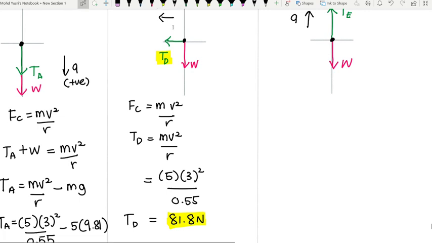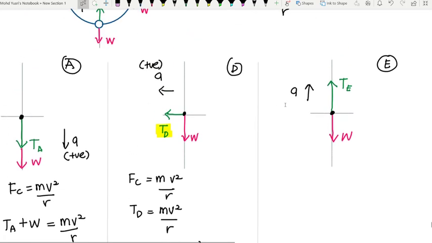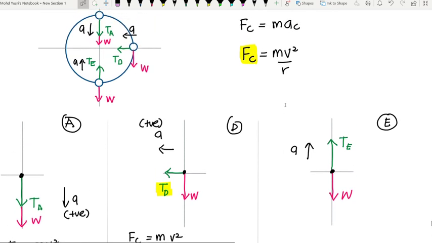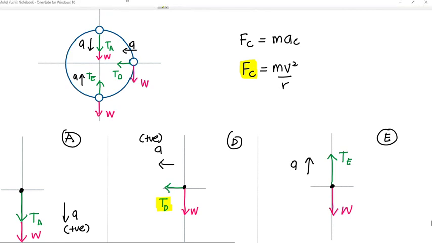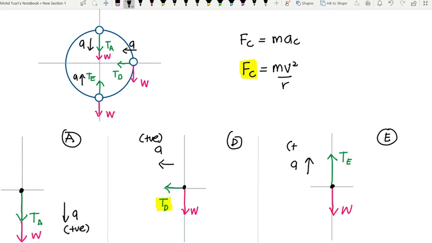Dan yang terakhir sekali, kita nak tengok tension pada point E. Point E berada di bawah sekali. Okay, so ini vertical circular motion, dia macam roda, kejap di bawah, kejap di atas, kejap di tepi. So point E ni adalah point yang di bawah. The center of the circular motion is upward lah, di sebelah atas. So acceleration pun ke atas, tension E pun di sebelah atas. Dan sekali lagi, saya dah pun define direction of acceleration ataupun direction towards the center as positive.